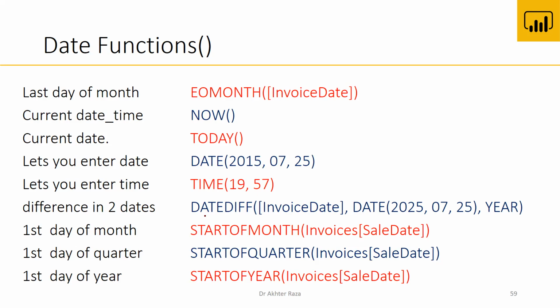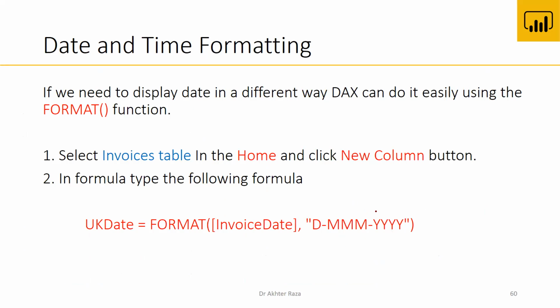The difference of two dates can be calculated by the DATEDIFF function. This is the date difference. The difference between the two dates can be calculated with the help of this: you have one date here and a year. The current year will be used in this case. The date, this date, and the year, this year. The difference of these two dates will be extracted.